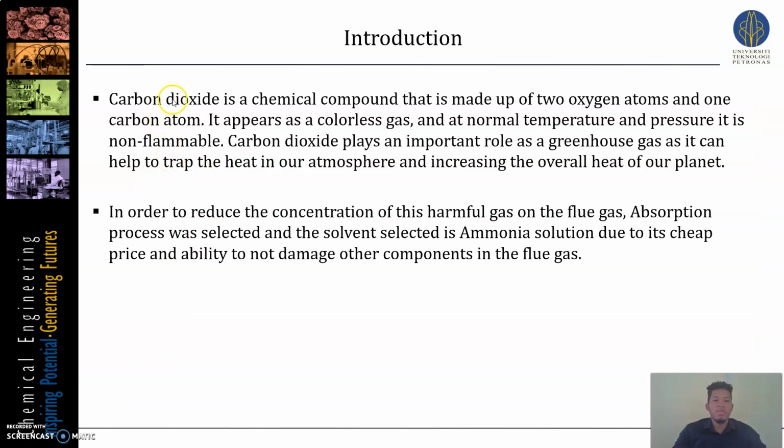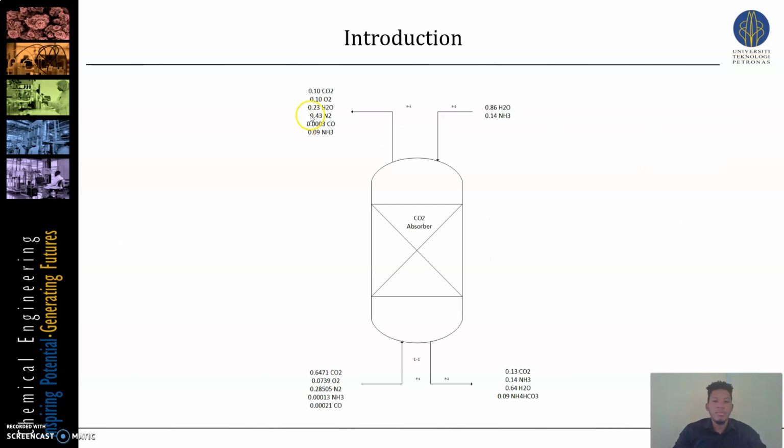So in this problem, we have to reduce the carbon dioxide from the flue gas, and in order to do that, we have chosen the absorption process, and the solvent that we selected is ammonia solution because it is cheap and it has the ability to not damage other components of the flue gas. This is a figure where we can see the compositions of all the inlet and outlet streams in the absorption column.